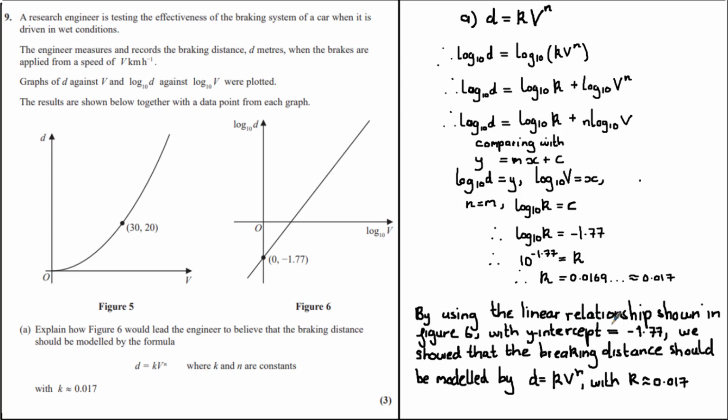So let's just round this off with a closing statement. By using the linear relationship shown in figure 6 with a y-intercept equal to negative 1.77, we showed that the braking distance should indeed be modeled by the formula d is equal to k times v raised to the n, with k approximately equal to 0.017 as shown.